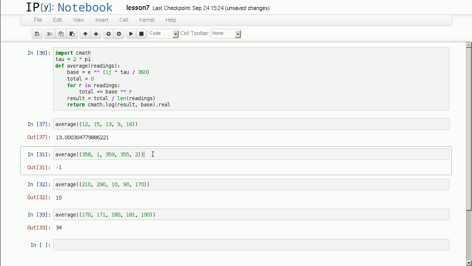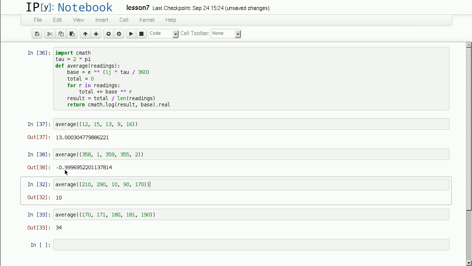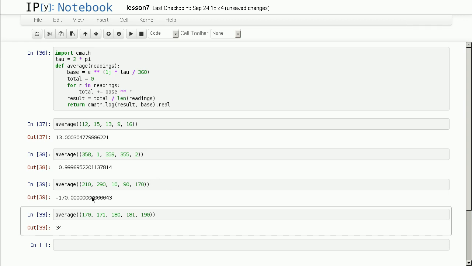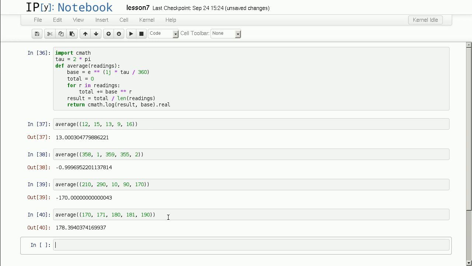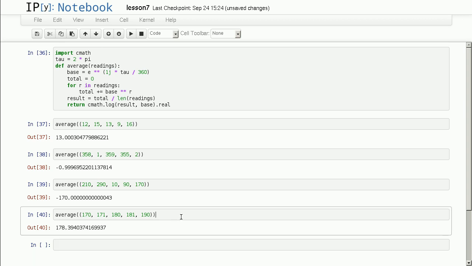Now let's see what happens when I try it on these other sets of inputs. This one here that seemed to be about -1 degree: sure enough, I get a result that's very close to -1 degree. And this one, with numbers that are all over the place, gives me -170 degrees. That's the same as 190 degrees going in the other direction. And this one that should be somewhere near 180, I get 178 degrees. That looks pretty good. I think we now have a function that does the job.